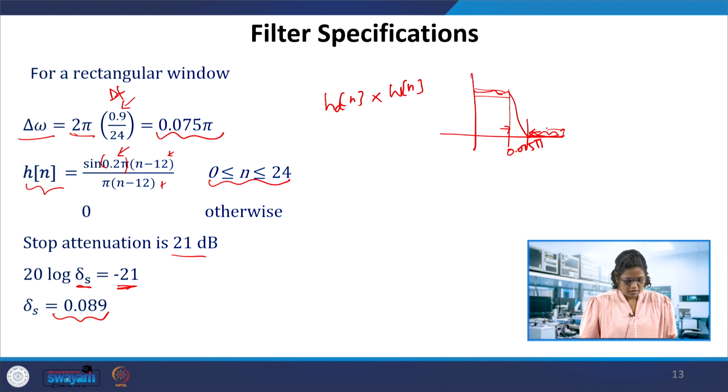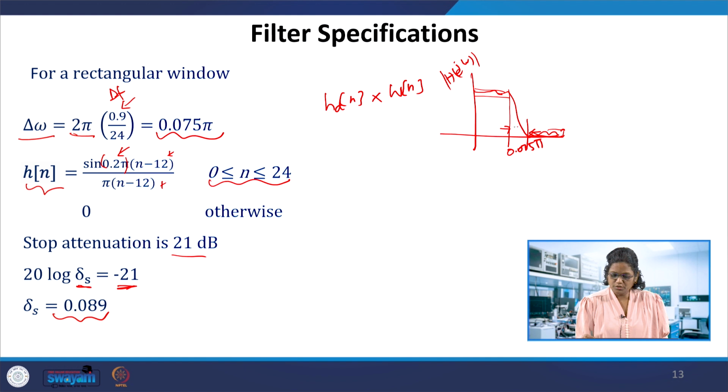So this is with the rectangular window, but we were not able to exactly achieve the specification, which is not ideal as specified here. There is a transition width. This transition width is related to the main lobe of the rectangular window.